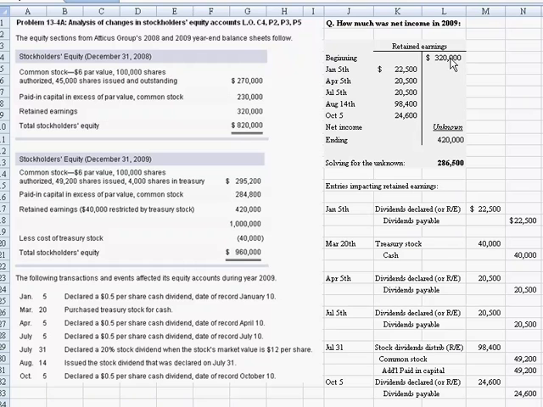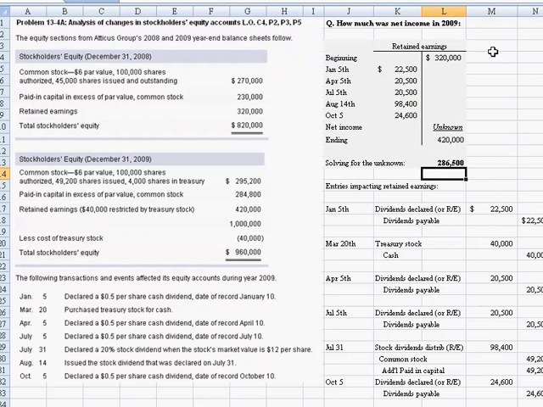Okay, so if the beginning was 320 and the ending was 420 and we had these entries, we can mathematically prove that number. Let's show how we can do that a more simpler way. We start with 320, we back off these amounts here, and if net income is what I think it should be, then when we sum we should equal the 420. And if we do, then we worked the problem correctly.